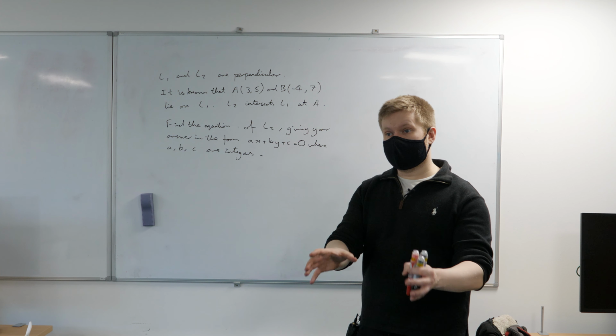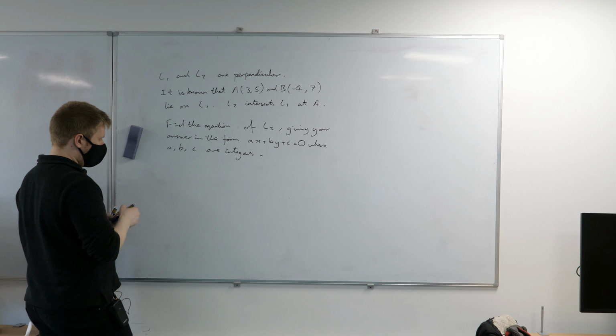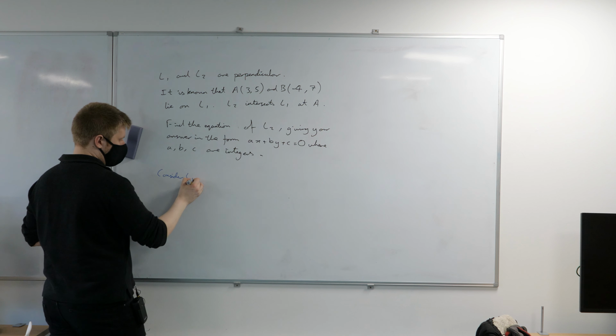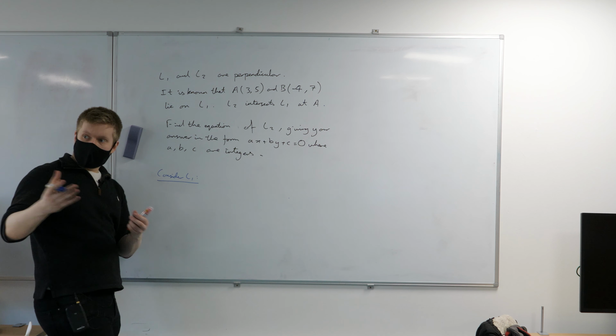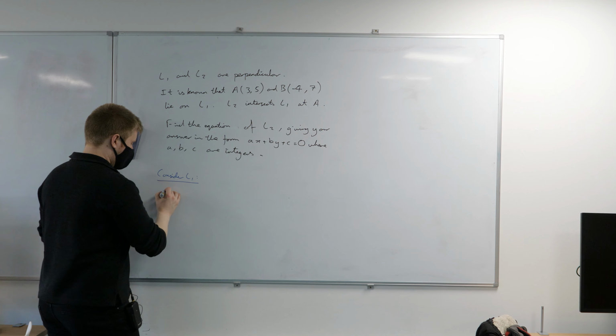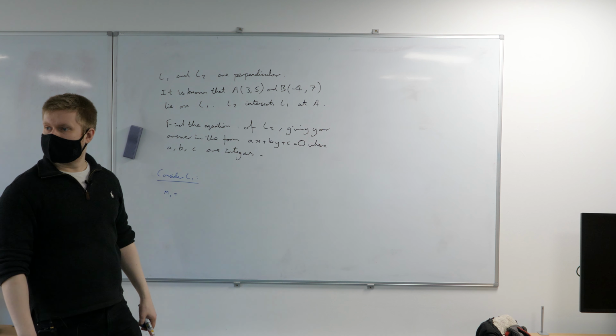So finding L1, so just looking at line 1. Yeah, fantastic. Okay, so just looking at L1, let's start off by finding the gradient. We've been given 2 points, naturally find the gradient, good. So okay, how do we find the gradient of this line?